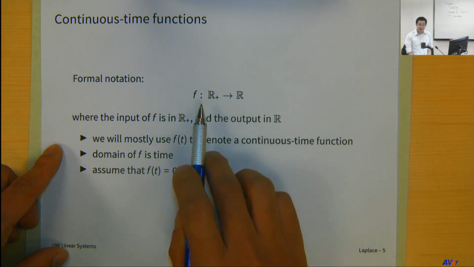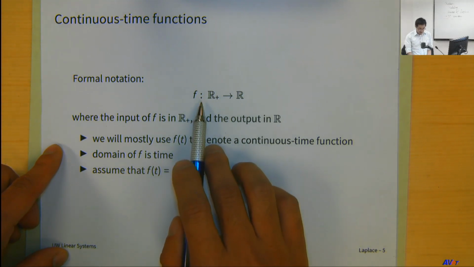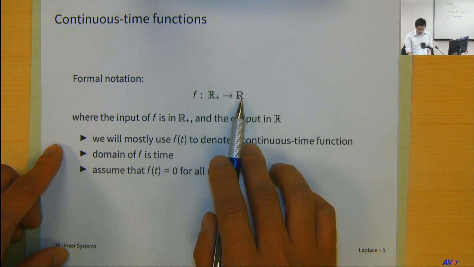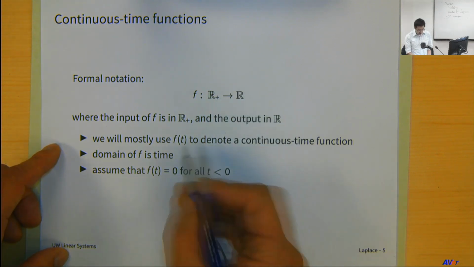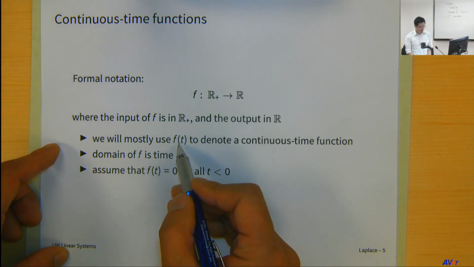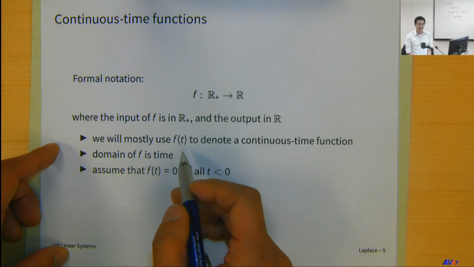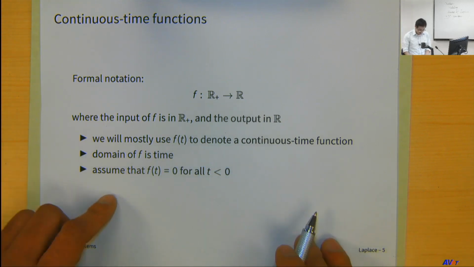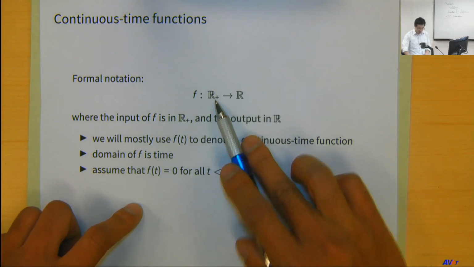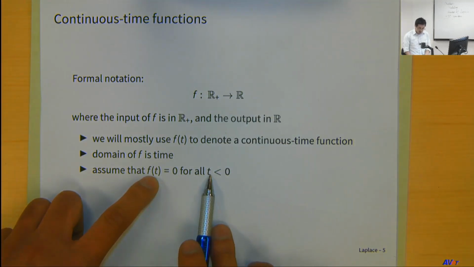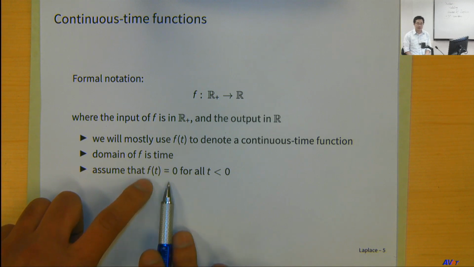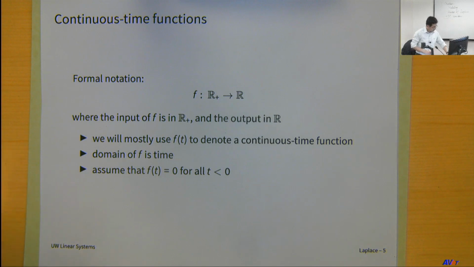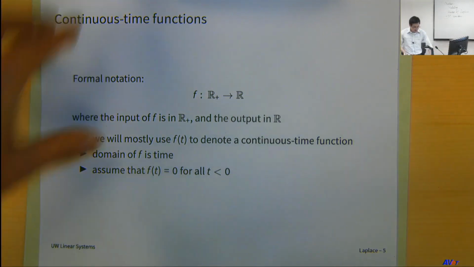This is a formal notation. F is defined as a mapping from the domain R plus to R. And usually, unless we specify otherwise, when we write f of t, we say it's a continuous time function. All right? This index here, R plus, means that anything with negative time index, we treat it as 0. Just a convention.